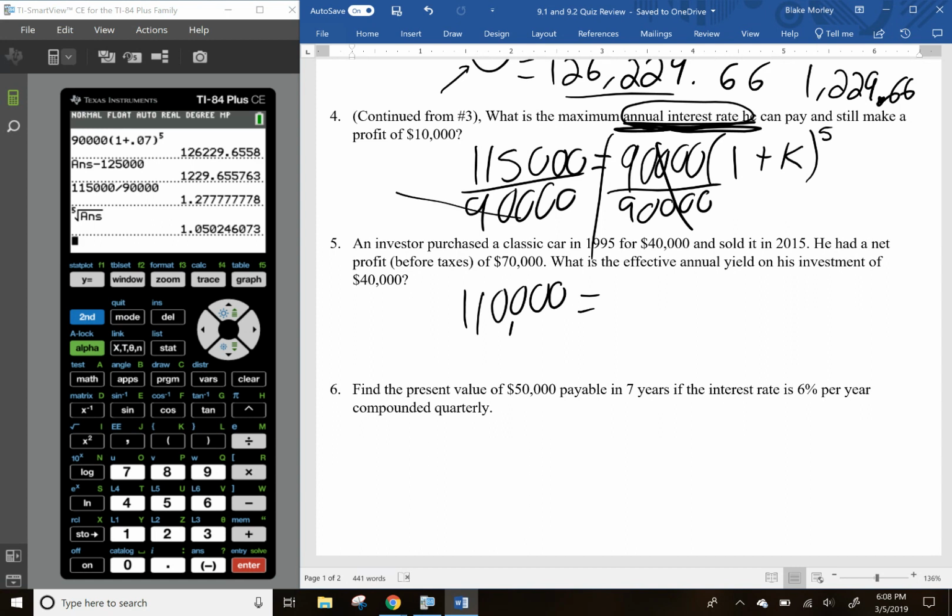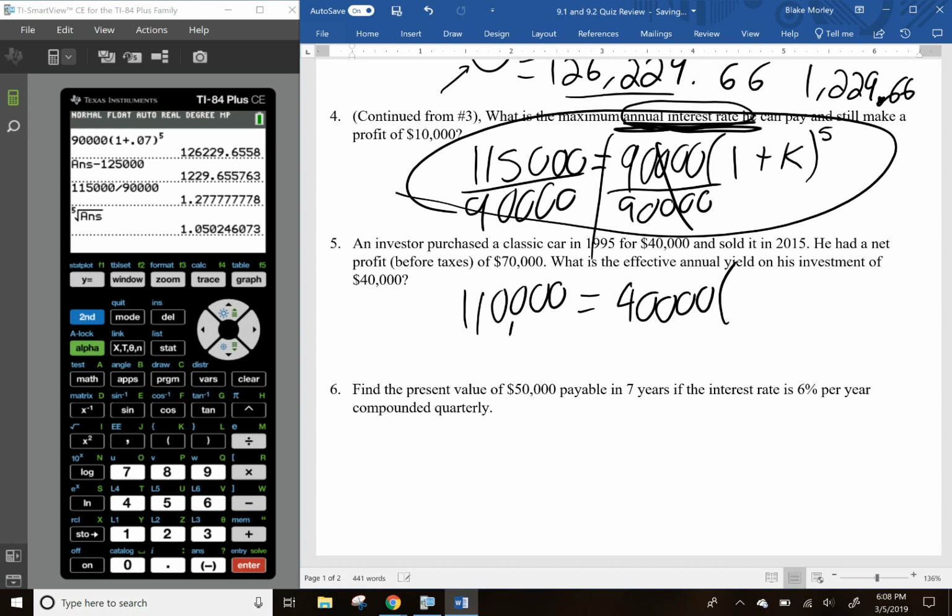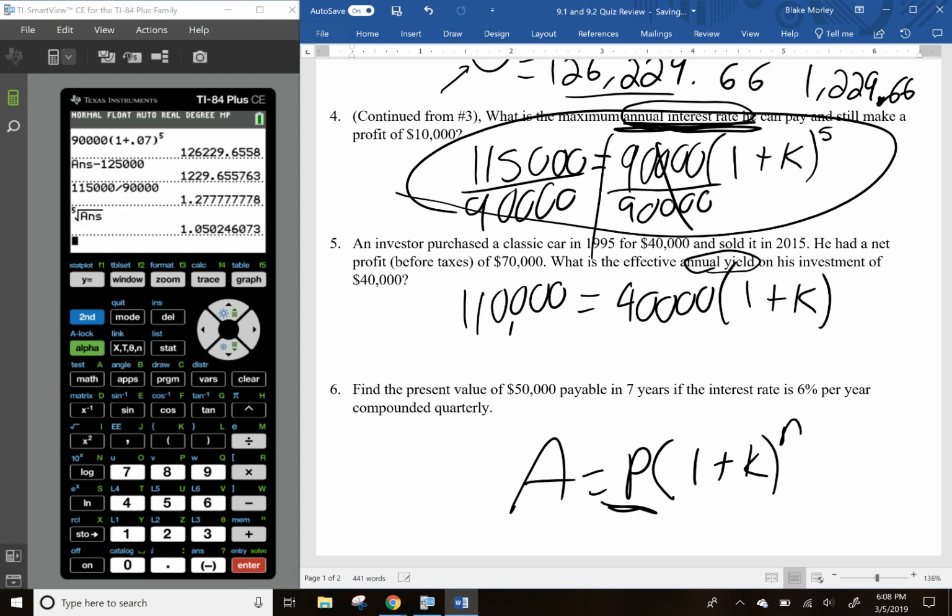But again, we're setting it up very similar to this. At the beginning of the period, it was worth $40,000, right? So that's your P value. That's your, if you're using this formula, A equals P times (1 plus k) to the n. A is the amount at the end of the term, which is the 110,000. P is the value at the beginning, which is the 40,000. And annual yield, we're looking for the rate. We're looking for the interest rate, just like we were doing in the last problem.